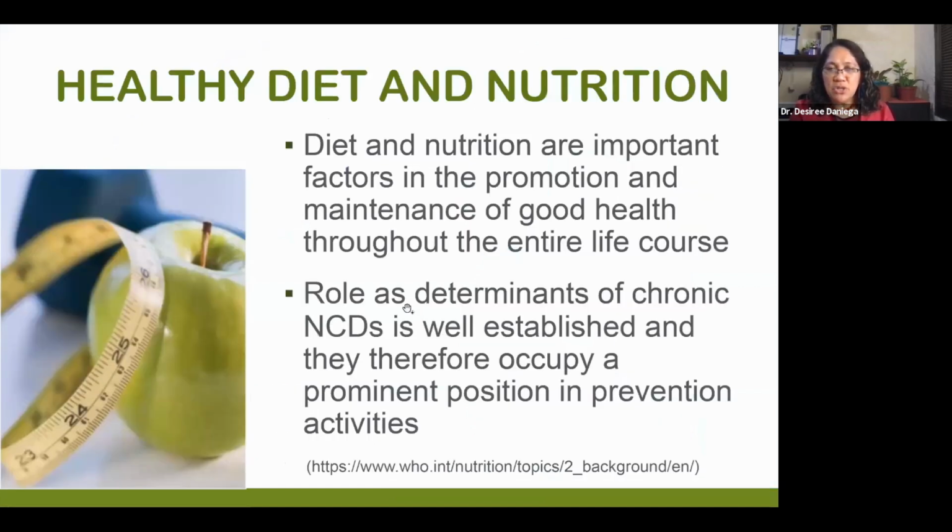Okay, WHO. So there's the Global Authority for Health, World Health Organization. So there's a very specific part there on nutrition. You can look at it. Okay, so here's the link. So definitely diet and nutrition are important factors in the promotion and maintenance of good health. And this is throughout the entire life.